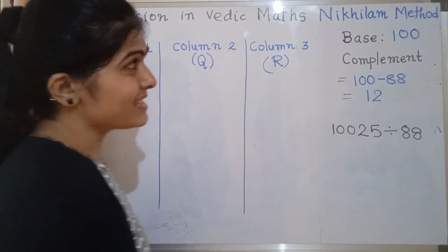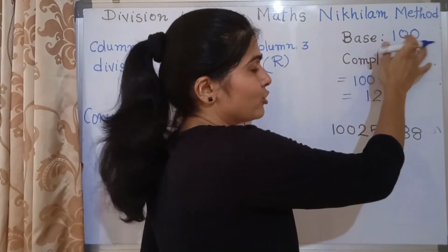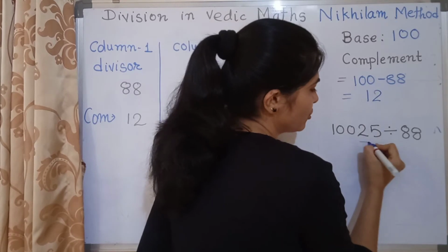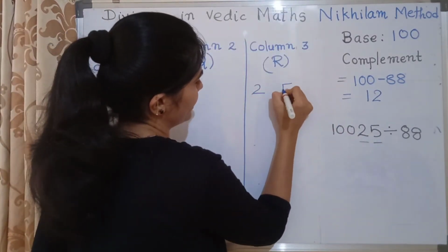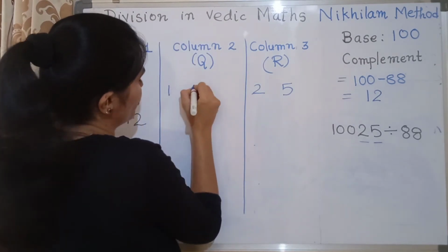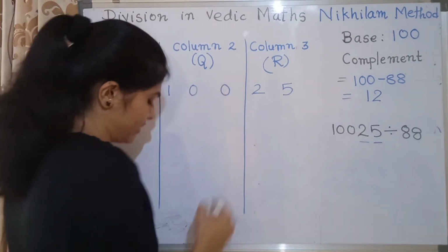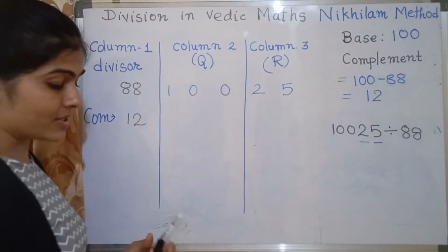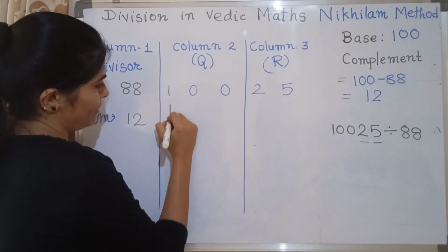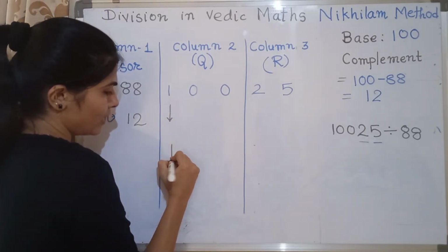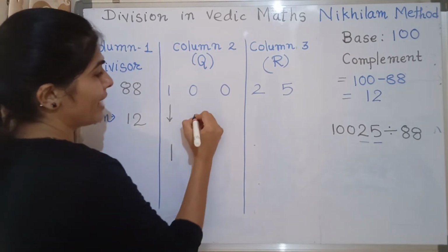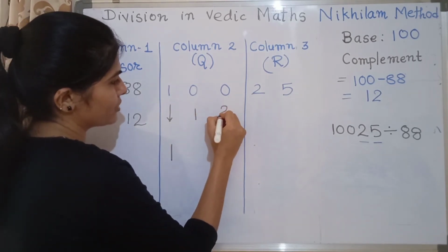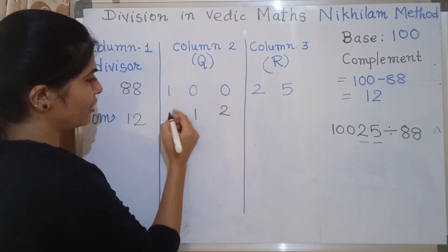Now as the base is 100 and there are 2 zeros, I should write this 25 over here. Keep this thing in mind, okay? And what I should write over here, I should write 100 over here. Now what is the first step? First step is I should write this 1 down and this 1 should be multiplied with this 12. So what I get is this 12. Let me write this a little bit down.